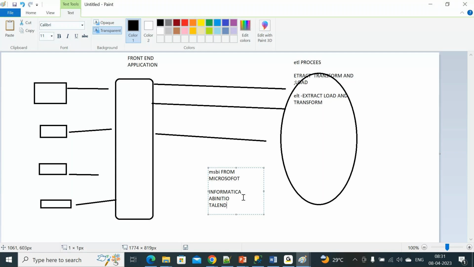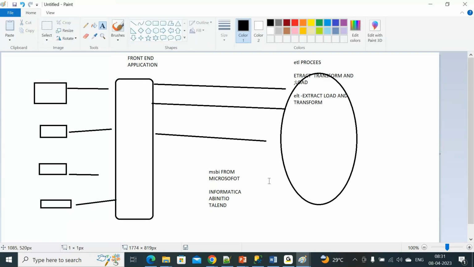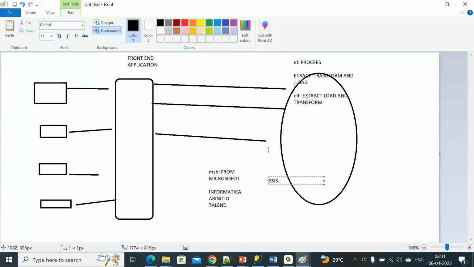Yeah. So due to this result, ETL came into the market. And what are the ETL tools I said? MSBI from Microsoft. Microsoft introduced a tool called SSIS for this. Like Informatica, SSIS from Microsoft, Informatica from another organization, Talend from another organization. So we used to work on this ETL process using SSIS, an integration tool.